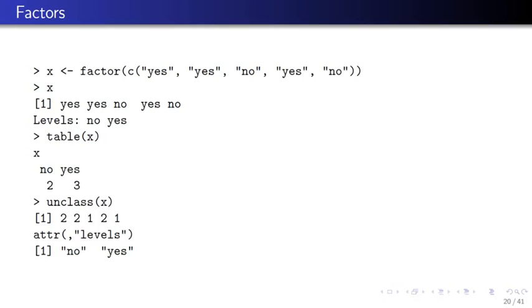Now the unclass function strips out the class for a vector. For example, if I call unclass on x, it'll bring it down to an integer vector, and you can see that underlying, the factor is represented as 2, 2, 1, 2, 1. So yes is coded as 2 and no is coded as 1. It's not really essential for you to know this because you can just treat the factor as a vector of yeses and nos, but sometimes it's useful to know underneath how factors are represented by R. You can see it's really an integer vector with the levels attribute of no and yes.